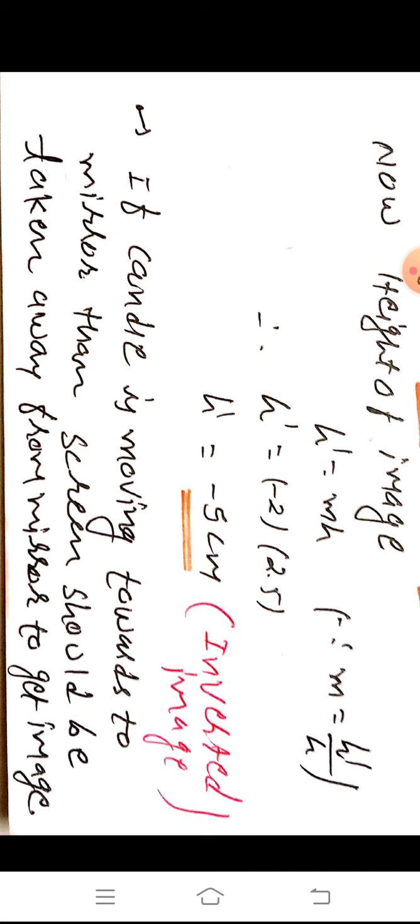Now if the candle is moving towards the mirror, then the screen should be taken away from the mirror to get a fine image. As we have used in the sign convention, whenever the object is moving towards the mirror, the image is moving away from the mirror up to its focus. That's why whenever the candle is moving towards the mirror, the image is moving away from the mirror.